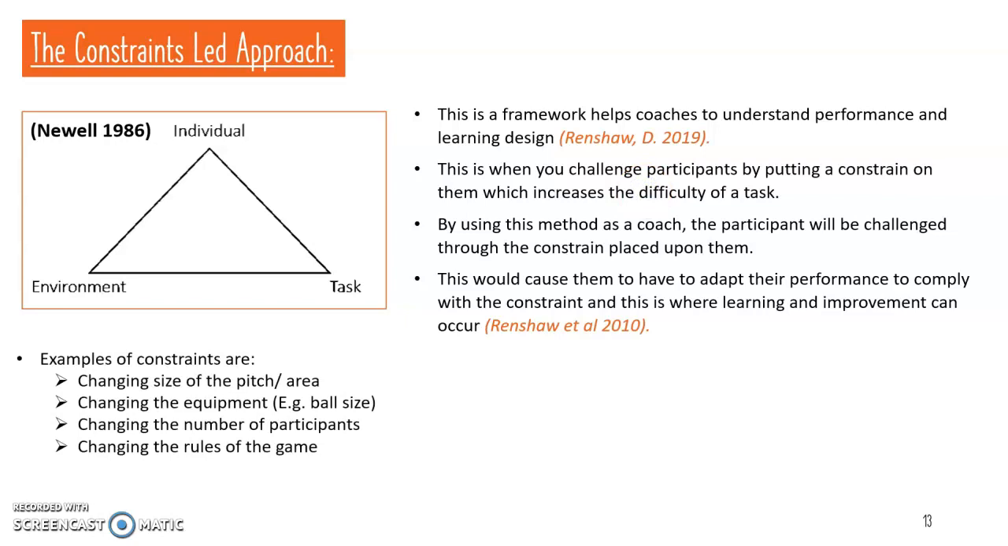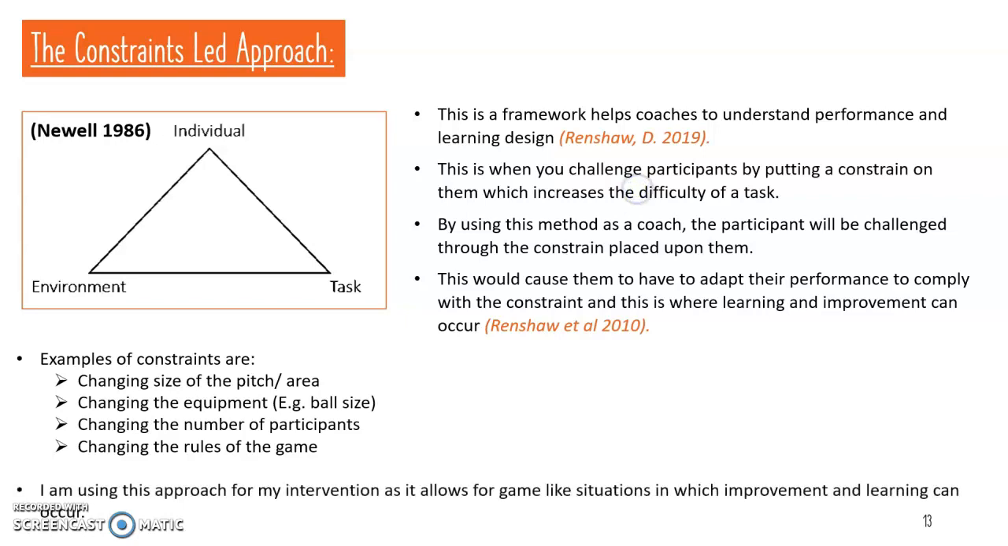Examples of constraints are changing the pitch size area, changing the equipment or ball size, changing the number of participants, and changing the rules of the game. I'm using this approach for my intervention as it allows for game-like situations in which improvement and learning can occur.